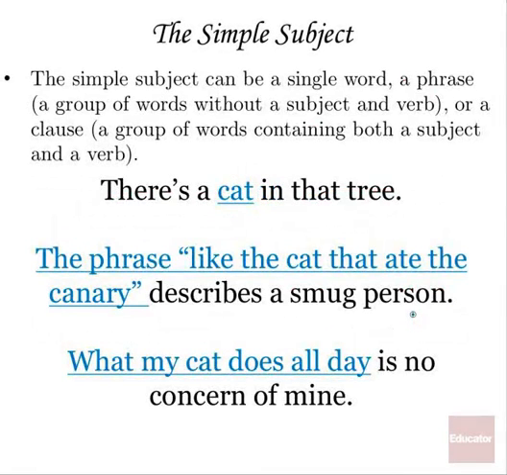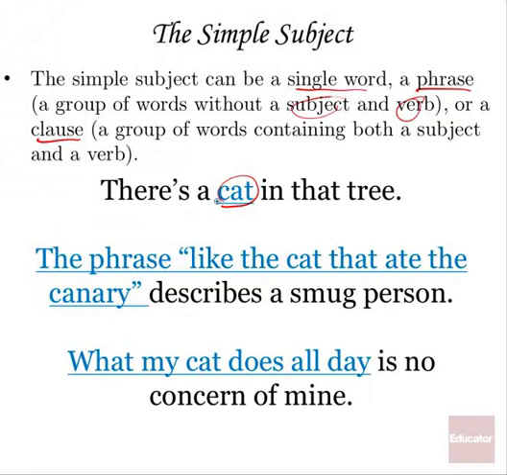Now, the simple subject can be a single word, or it can be a phrase, which is a group of words that does not have both a subject and a verb. Or the simple subject may be a clause, which is a group of words containing both a subject and a verb. So, there's a cat in the tree. That's a simple subject, a single word, cat. The cat is what's performing the action of being in the tree.